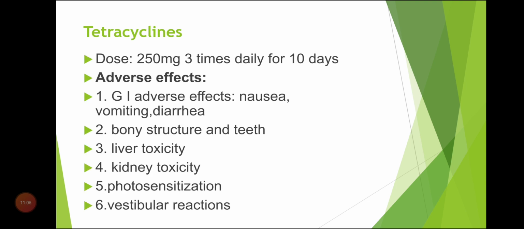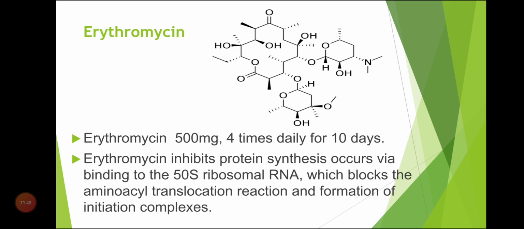The dose of tetracycline is 250 mg three times a day for 10 days to treat amoebic infections. Adverse effects include GI tract effects, majorly nausea, vomiting, diarrhea. Tetracycline may cause changes in bone and teeth structure. Liver and kidney toxicity is a common adverse effect of tetracycline. It causes photosensitization and vestibular reactions.